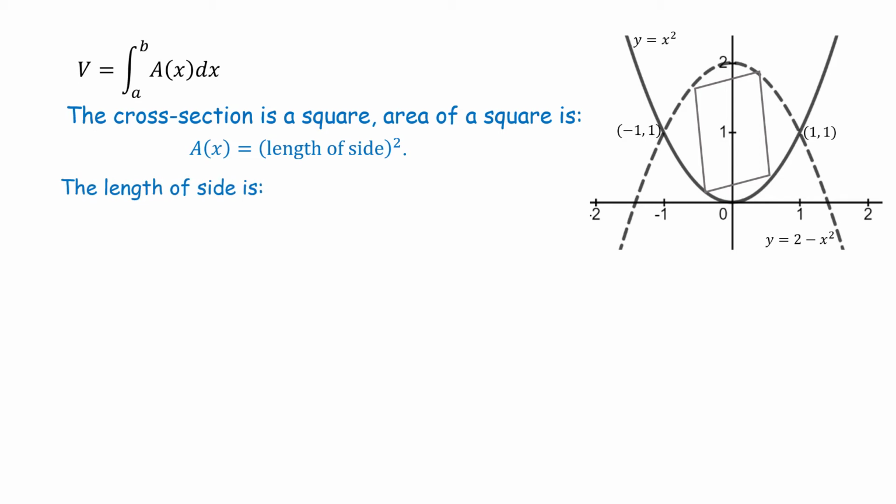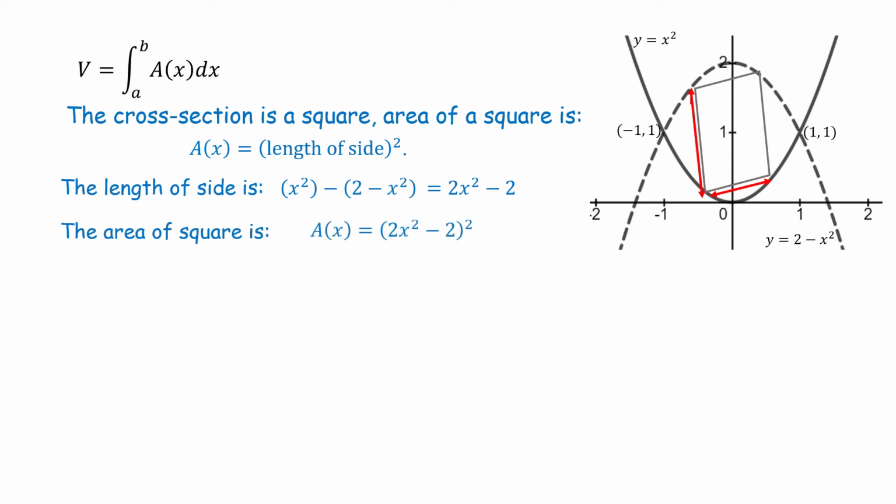The length of the side is the difference between the two parabolas. So we'll compute x squared minus the quantity 2 minus x squared, which equals 2x squared minus 2. That's the length of one side of the square. So the area of the square, A of x, is the quantity 2x squared minus 2, squared. Now we're ready to find the volume.